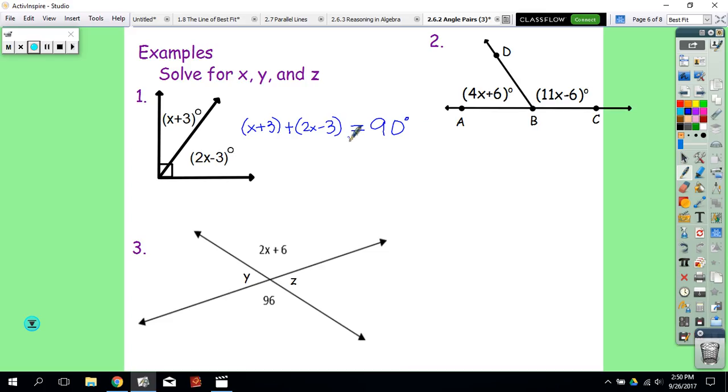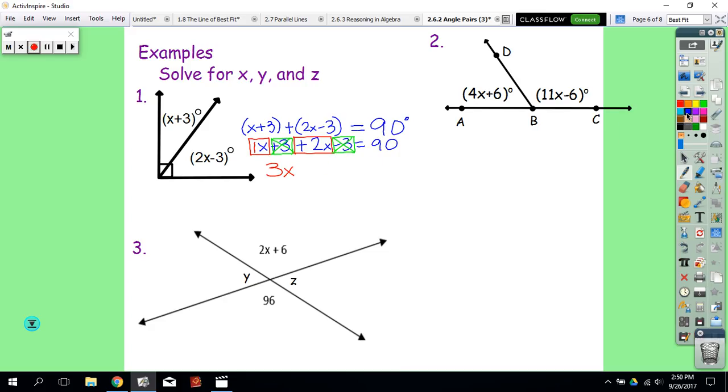Really, we don't need the parentheses. I'm just showing you that it's one angle plus the second angle. So we can really write it as x plus 3 plus 2x minus 3 is equal to 90. And at this point, it is just a matter of combining all the like terms. So we have like terms with our x's, this would be a 1x, and this 2x. So 1x plus 2x is 3x. And then I have a positive 3 here and a negative 3 here. Those are going to add to 0, so they just go away.